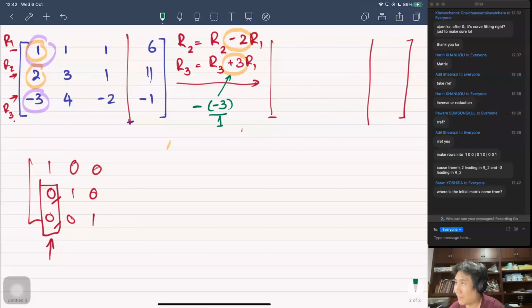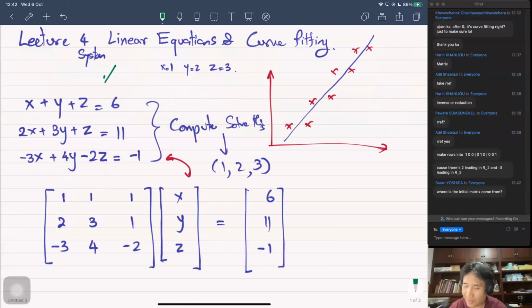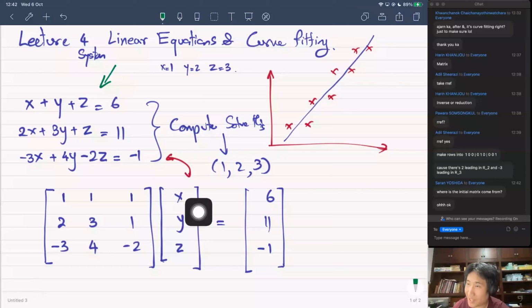Where does the initial matrix come from? It came from this. We want to solve this, so we write it as a matrix. If you look at this, the matrix multiplication of x, y, and z, when you multiply it, it goes down here, and then it becomes x, y, z. Add it together, gives you 6.